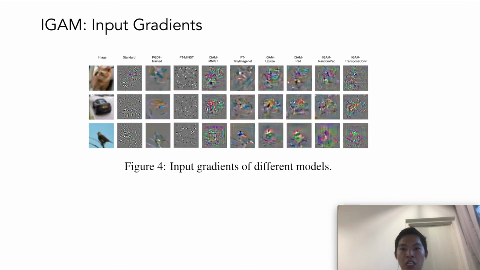Finally, when we look at the input gradients of our adversarially matched student models, we can see that they are very similar to those coming out from a very robust baseline, hinting that through input gradient adversarial matching, we are actually learning to see what is important in the image.